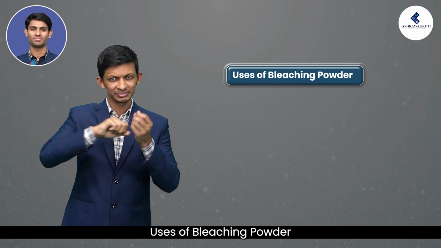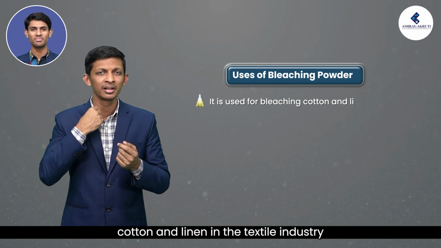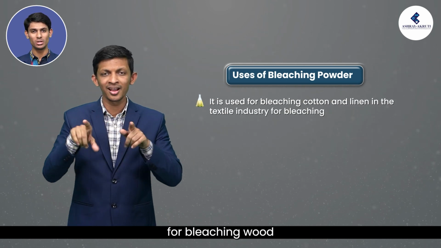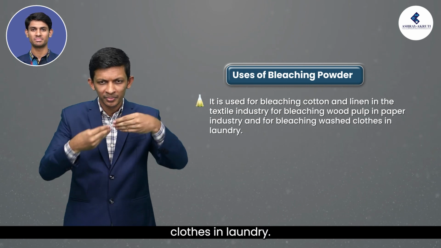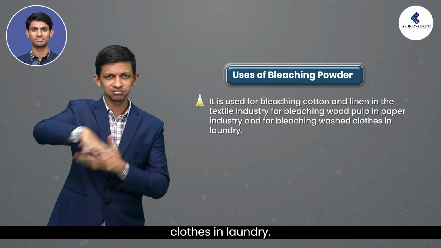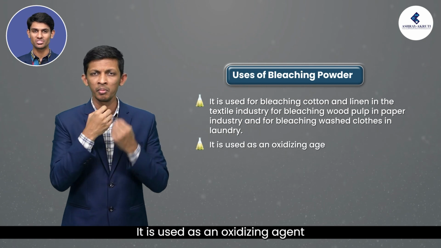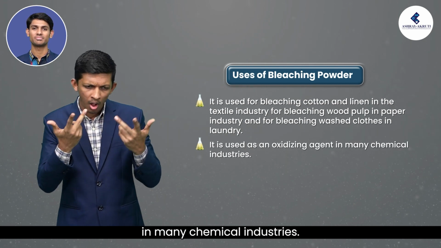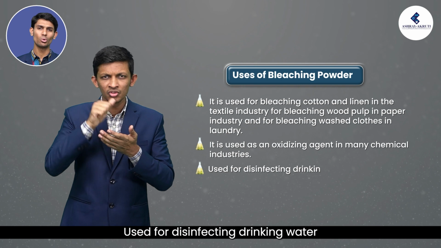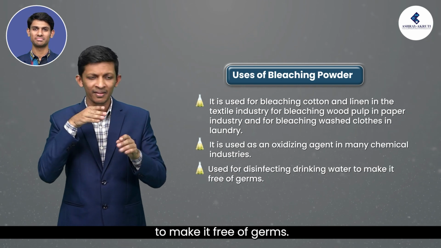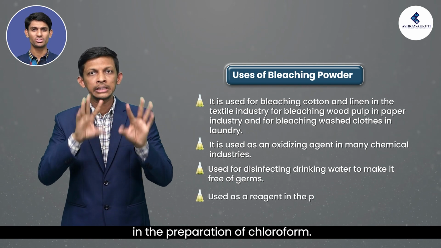Uses of bleaching powder. It is used for bleaching cotton and linen in the textile industry, for bleaching wood pulp in the paper industry, and for bleaching washing clothes in laundry. It is used as an oxidizing agent in many chemical industries. Used for disinfecting drinking water to make it free of germs. Used as a reagent in the preparation of chloroform.